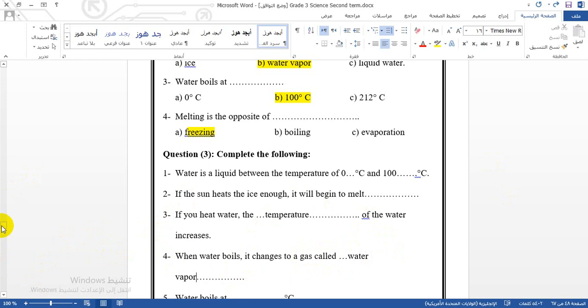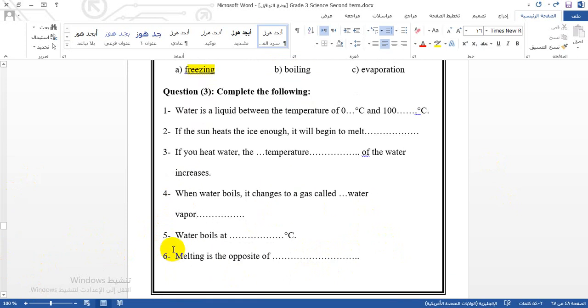So the last one I think we have to solve is, let me go down a little bit. Water boils at what degree exactly, guys? 100. I told you many times, 100 Celsius degree. This is the start of water boiling and changing to gas, by the way. Melting is the opposite of what? Of freezing. Okay, thank you so much and goodbye.